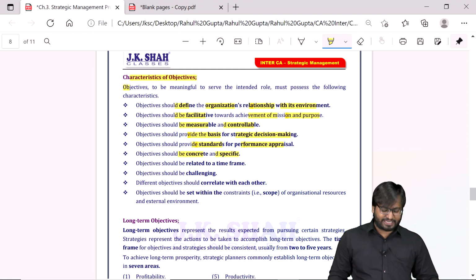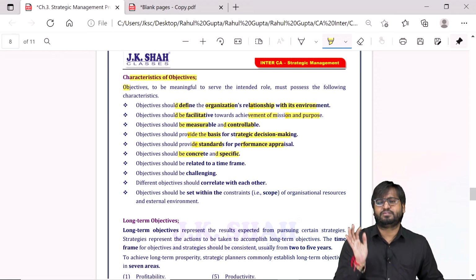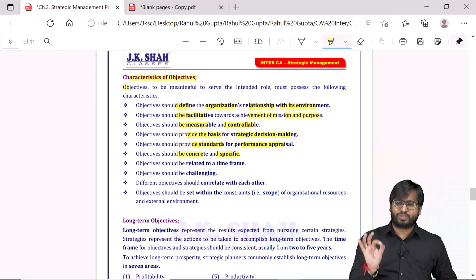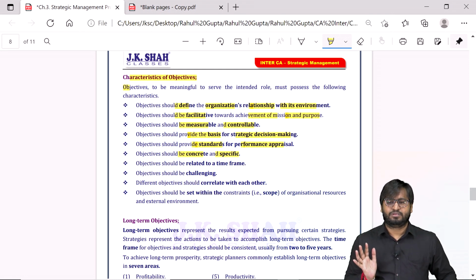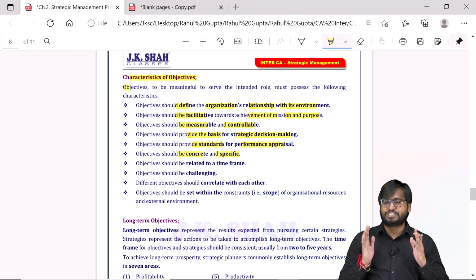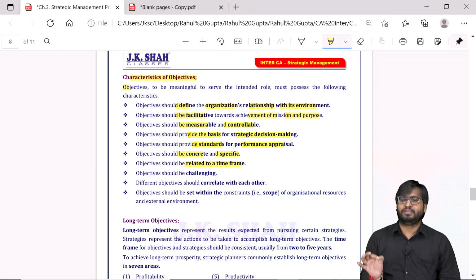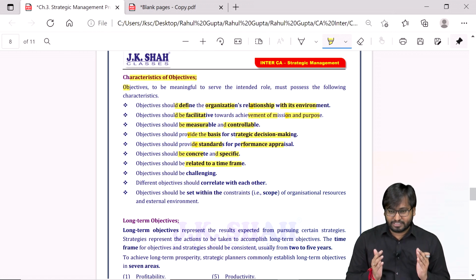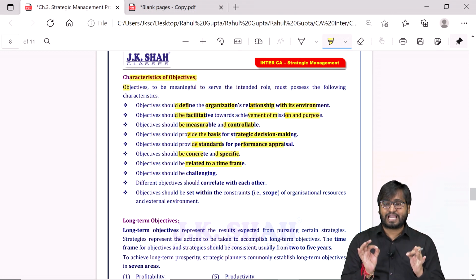It should be concrete and specific. Your objectives should be specific, time-based, measurable, concrete. We want to increase our revenue by 10% as compared to the last quarter. So, we are very specific. Time bound. Objective should be relating to one particular time frame, this month, this quarter, this year. It should be very time bound.